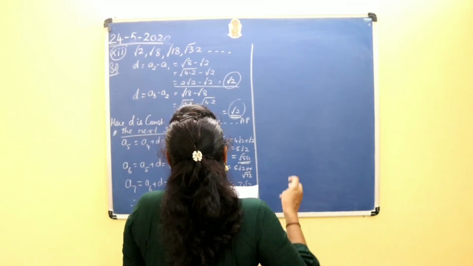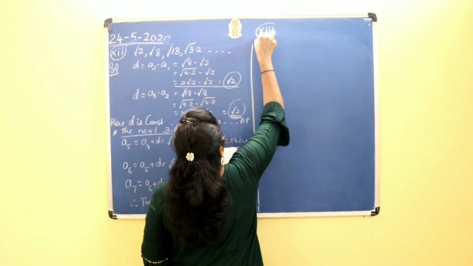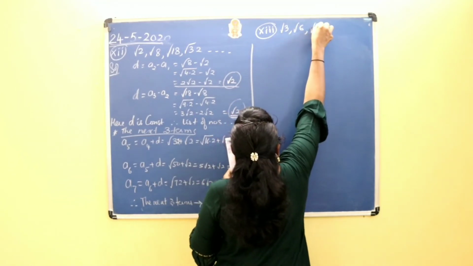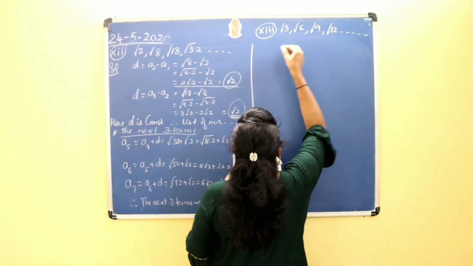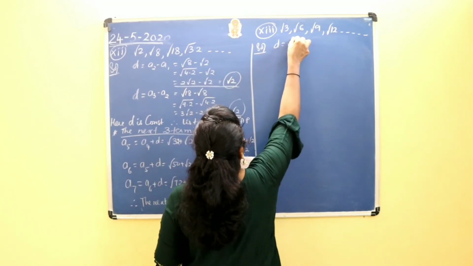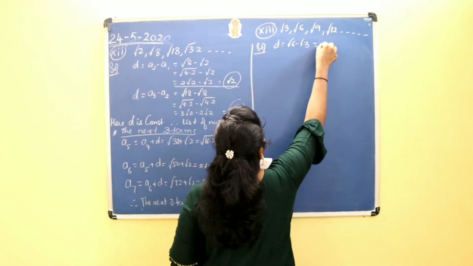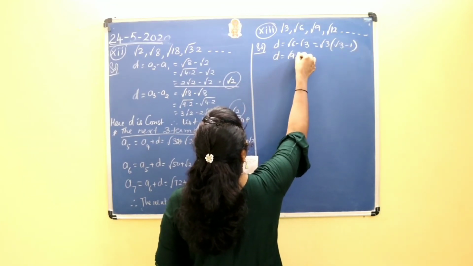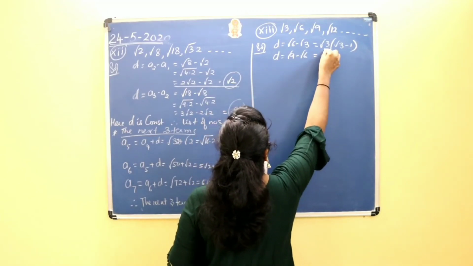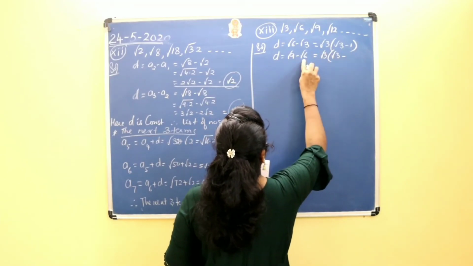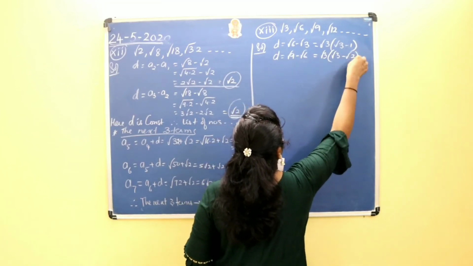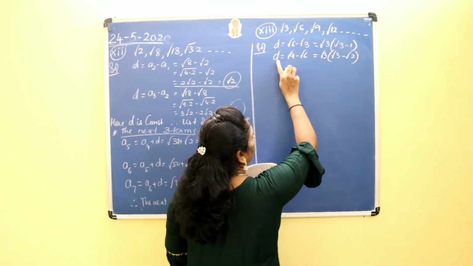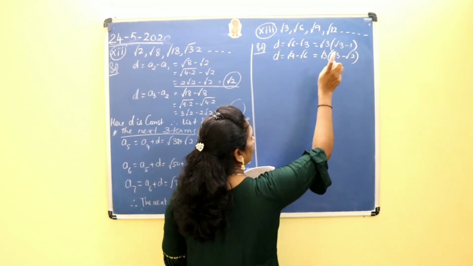Coming to the 13th question. Root 3, root 6, root 9, root 12 and so on. Here D is equal to root 6 minus root 3. Take root 3 common, you get root 3 into root 2 minus 1. Again D is equal to root 9 minus root 6. Again take root 3 common: root 3 into root 3 minus root 2.